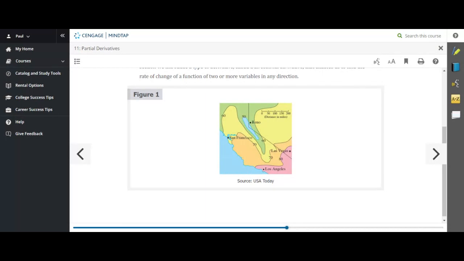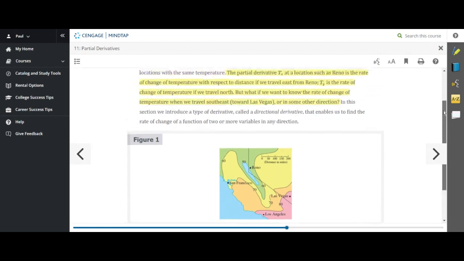Now, Los Angeles is south, and then you can see Reno, San Francisco's north. To the east we have Las Vegas. So, okay, let's continue here.